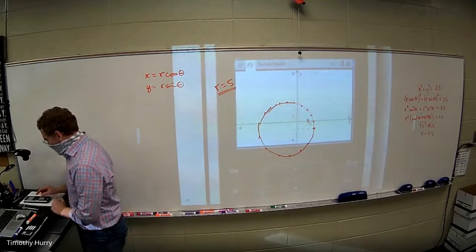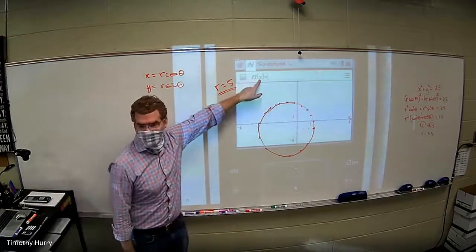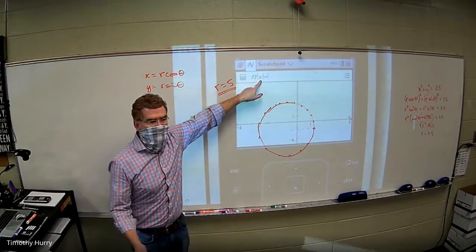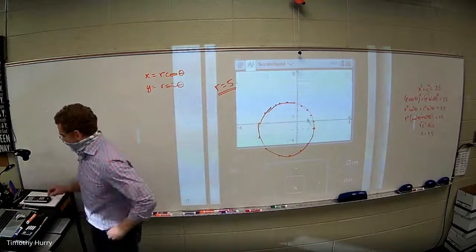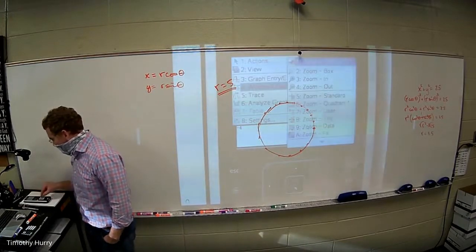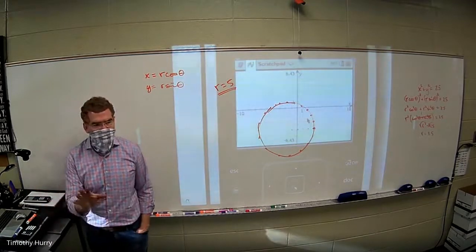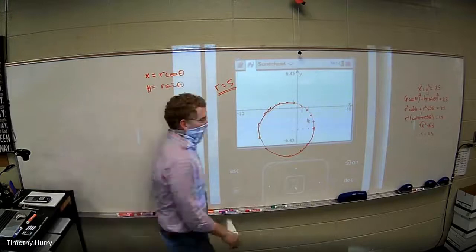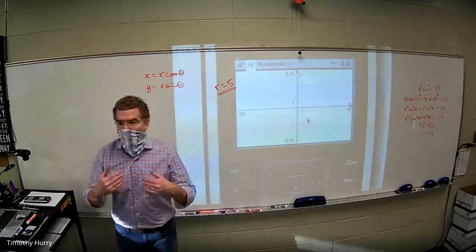If I go to tab, like I'm normally about to do a function, you see f1 of x, don't you? Well, if you want to graph in polar mode, you have to change that. So I'm going to hit escape, and I'm going to go to my window. I'm going to go menu, window, and hit standard just so it looks a little bit better. Centers it at the origin. Now, watch what you do to type in a polar equation.